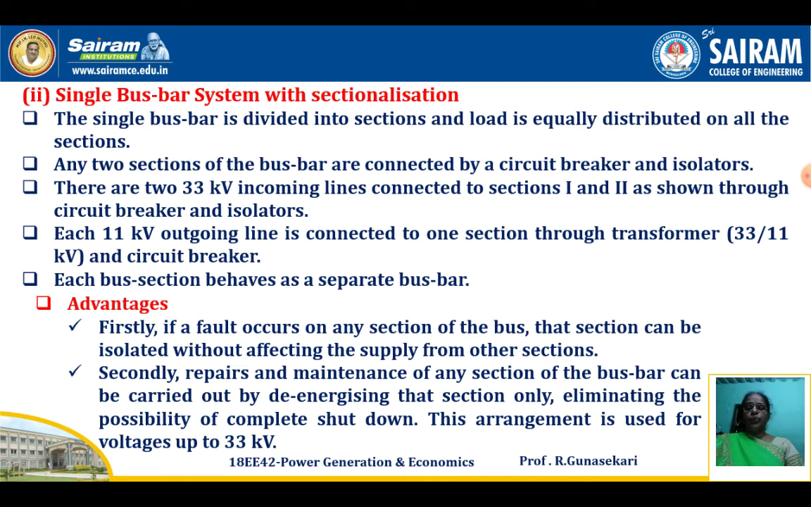What are the advantages here? If any problem or fault occurs on the bus, one section can be isolated without affecting the supply from the other section. This is the advantage. Maintenance is also very easy, and this arrangement is used up to 33 kV only.